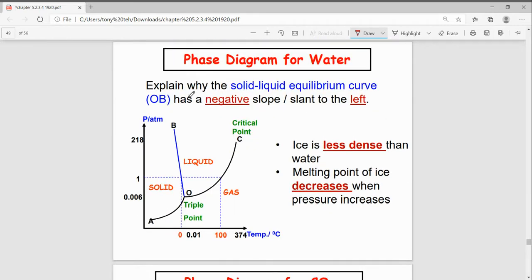Okay, so compare the phase diagram of H2O with carbon dioxide and explain the anomalous behavior of water. Okay, now let's look at it. Explain why solid-liquid equilibrium curve OB has a negative slope or slant to the left. Okay, the answer given is because ice is less dense than water. The melting point of ice decreases when pressure increases. That is why this part from solid to liquid has a negative slope.